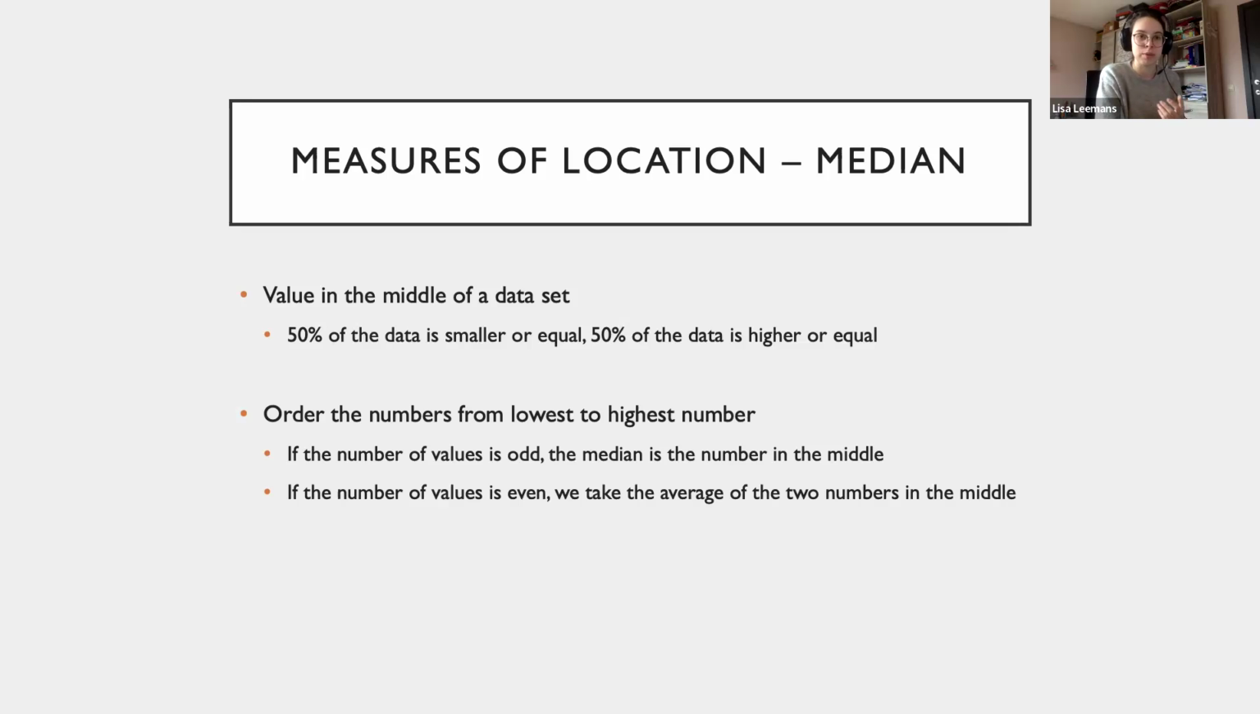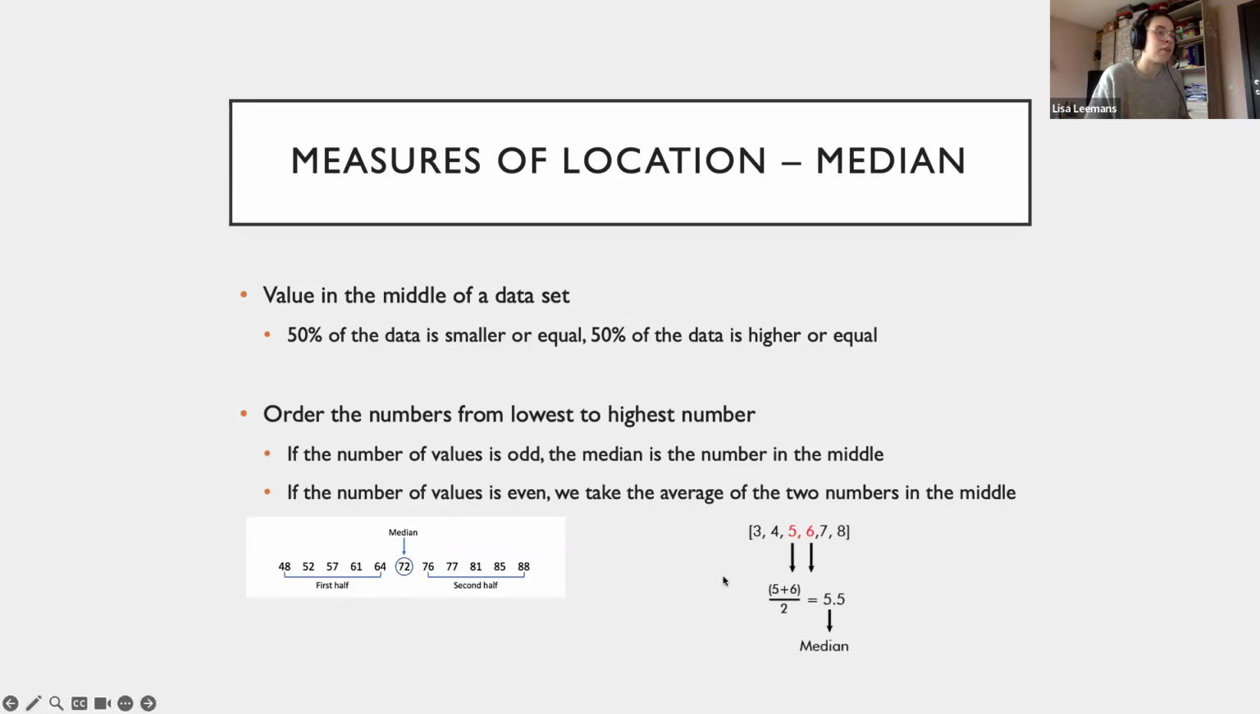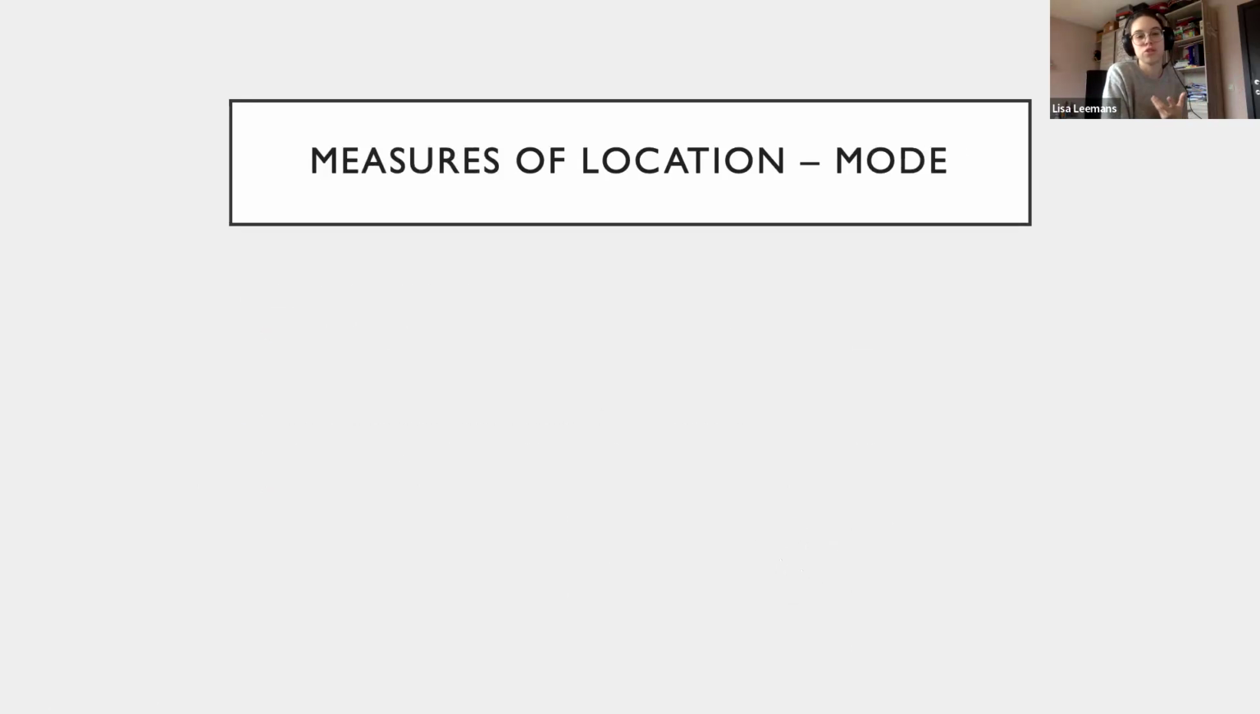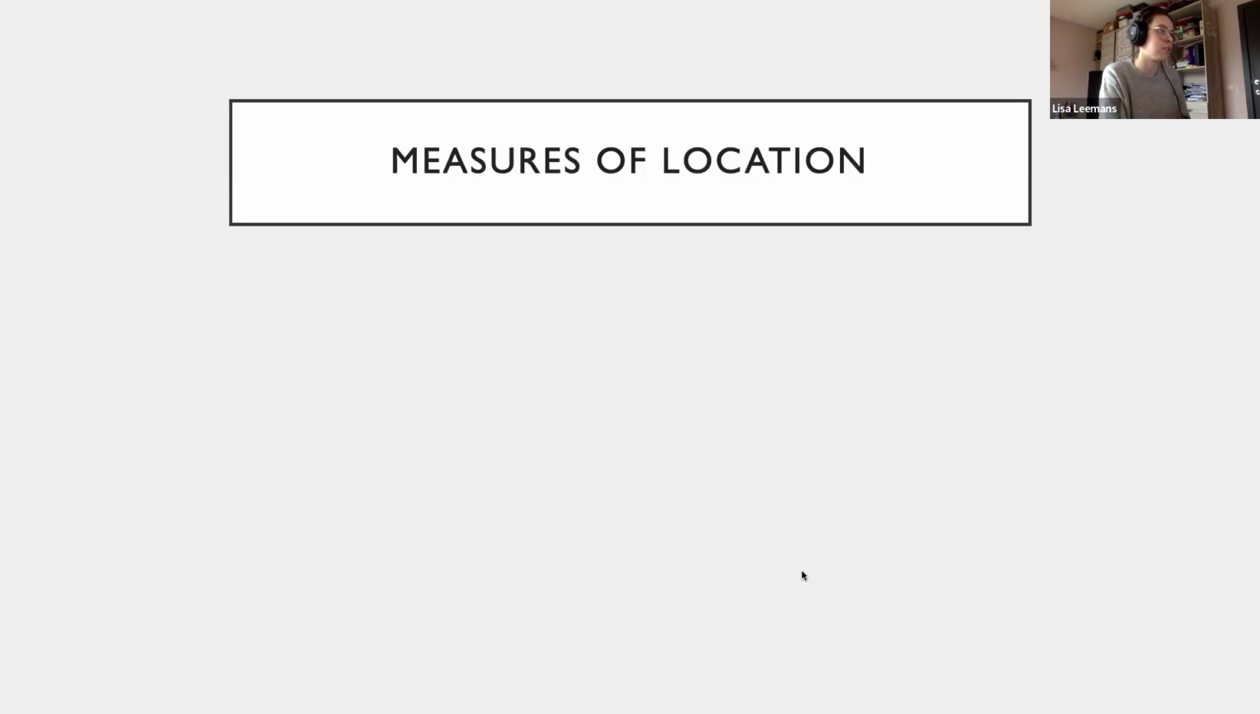Just as a visual representation, in the first picture that you see, we have 5 values in the first half and 5 values in the second half, so the median is the number in the middle. If we have an even amount of values, for example 6 right here, we take the average of the 5 and the 6 in the middle, and that gives us a median of 5.5. And just shortly, the mode is the value that appears most often in the set of numbers. That is what I wanted to talk to you about those measures of location.